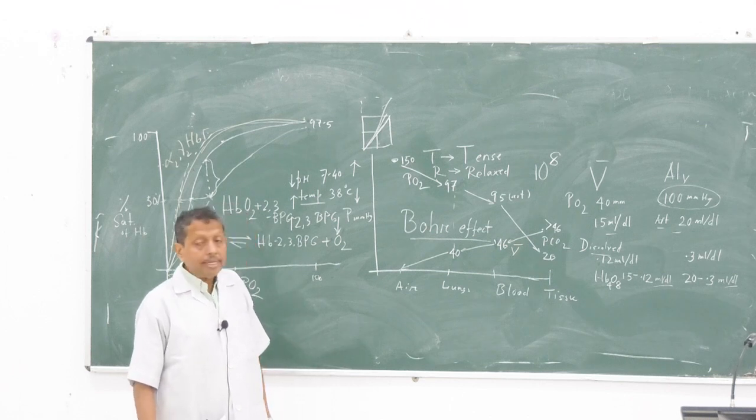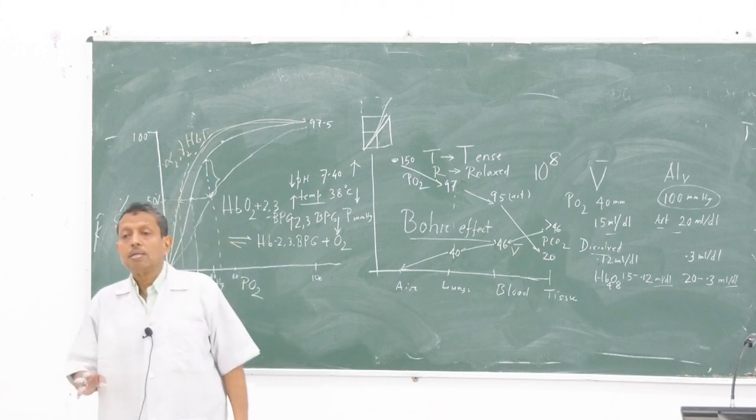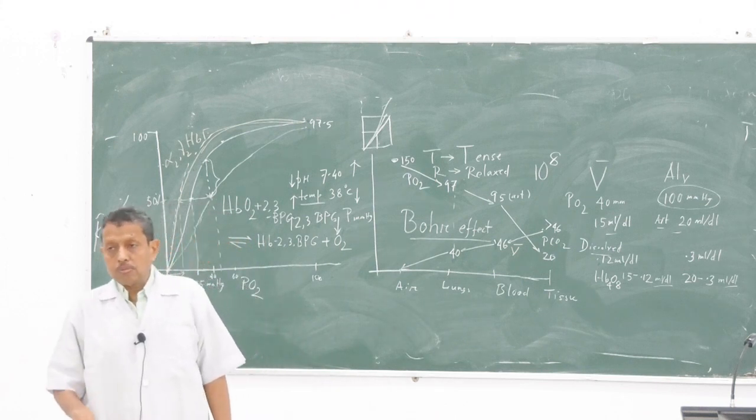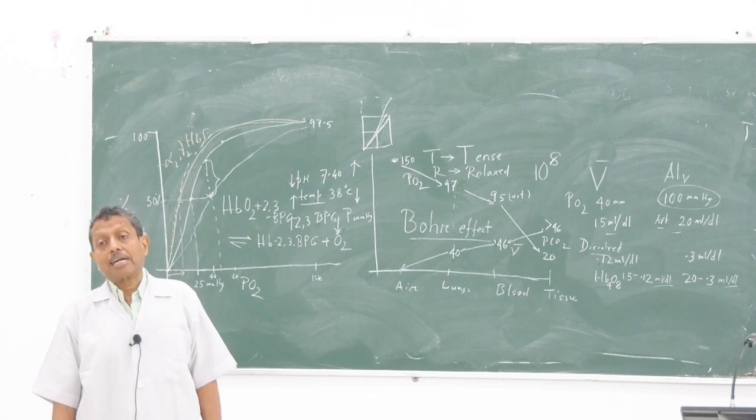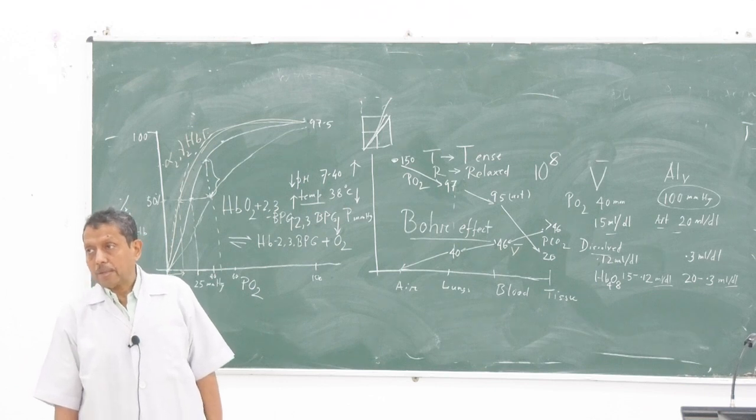And carbon dioxide is carried in the blood in three forms. In the plasma or in the ions. In the very three forms is kept. One is the dissolved form and there is carbamino form. And third is bicarbonate.